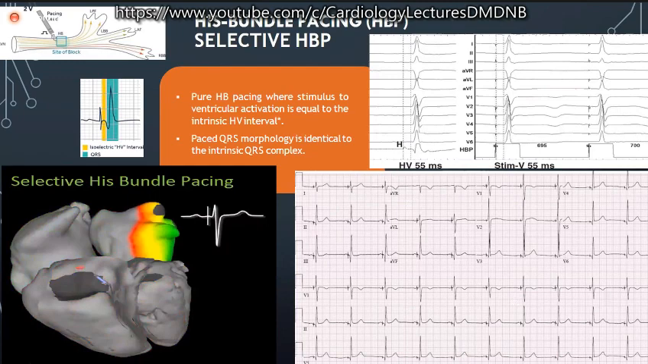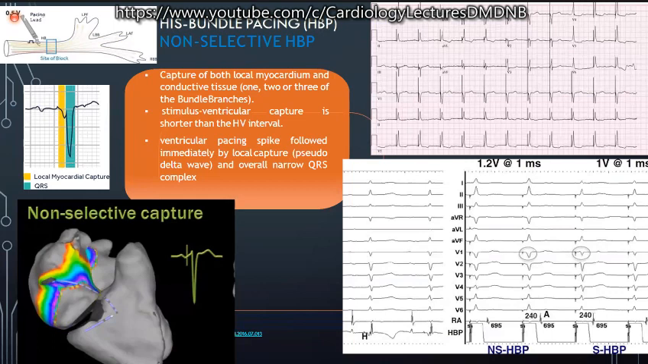There's something called non-selective His Bundle pacing. Non-selective His Bundle pacing involves capture of both the myocardium as well as the conduction system tissue. So you have a pacing stimulus followed by a delta wave or a slur in the QRS, which indicates local myocardial capture. And then you have a QRS, which is actually a fusion activation from the conduction system as well as the myocardial capture. And it would be narrower.